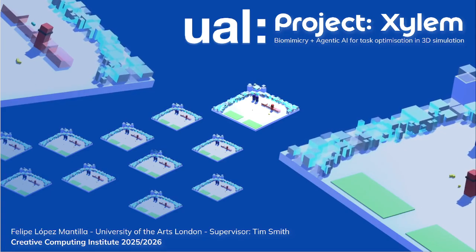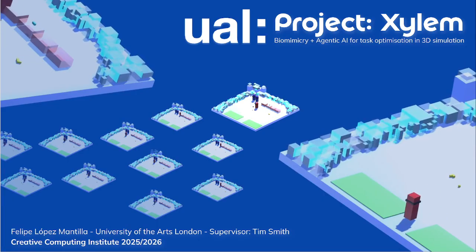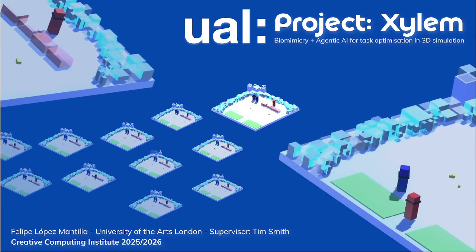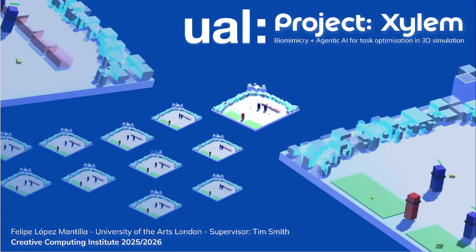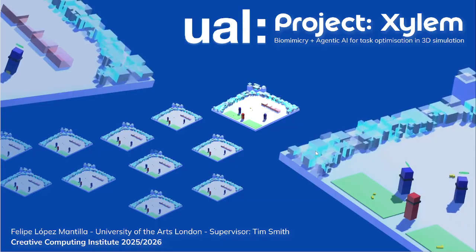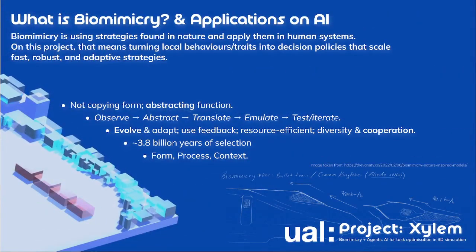In this project, we'll be exploring how biomimicry learning principles from nature can guide agentic AI to optimize step-by-step tasks in 3D simulation for dynamic environments. Moving forward, what is biomimicry?